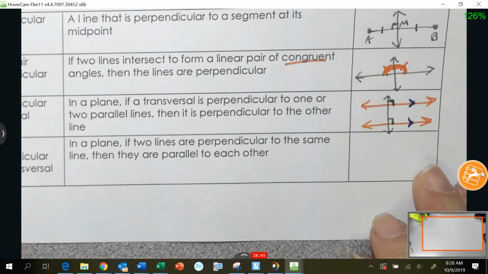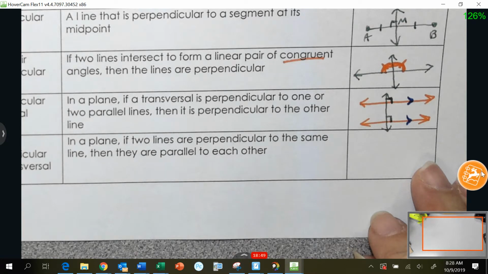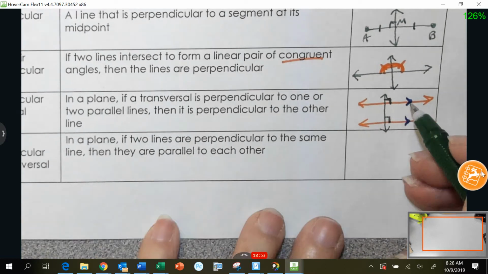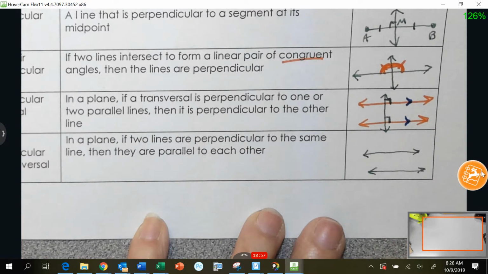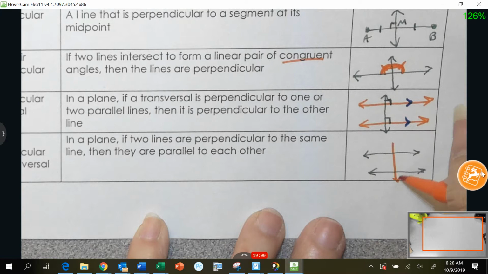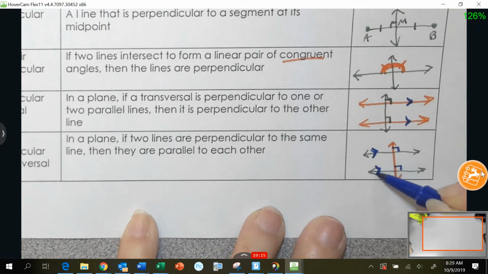In a plane, if 2 lines are perpendicular to the same line, then they are parallel to each other. So this one is kind of like what we just did. If we've got 2 lines, and we've got a transversal, and I know that this transversal and these lines are both perpendicular, then that tells me that these lines are parallel. So it's just the converse of the previous one.